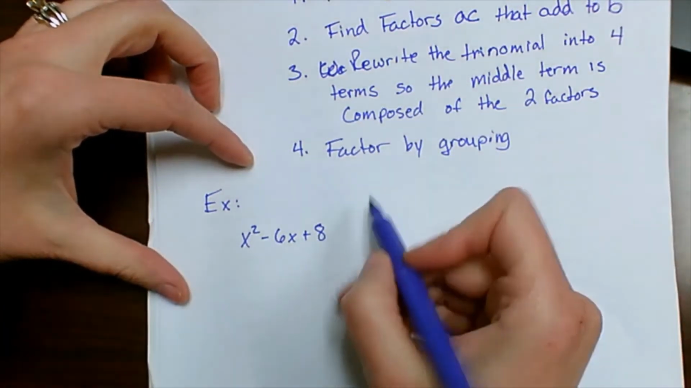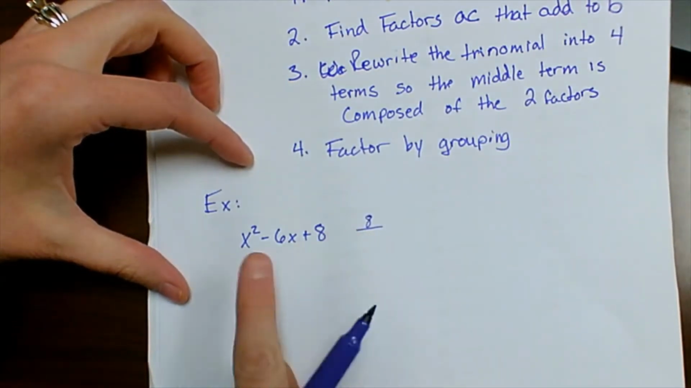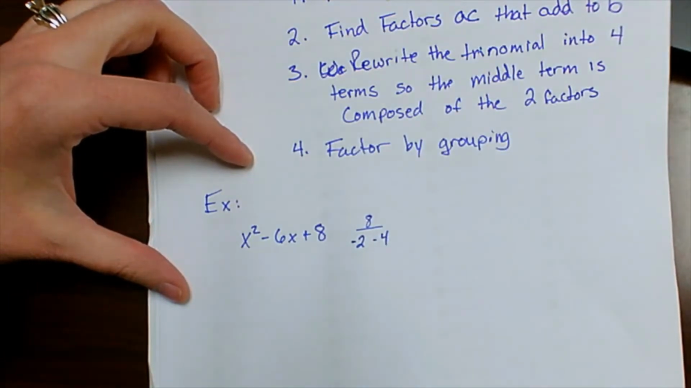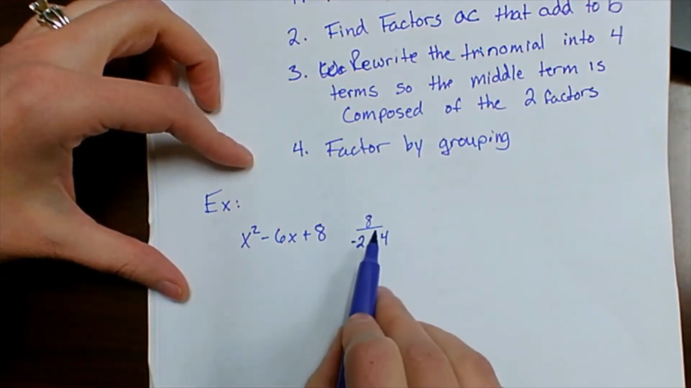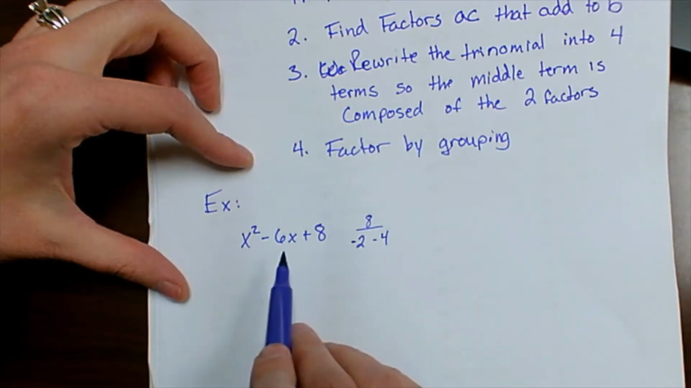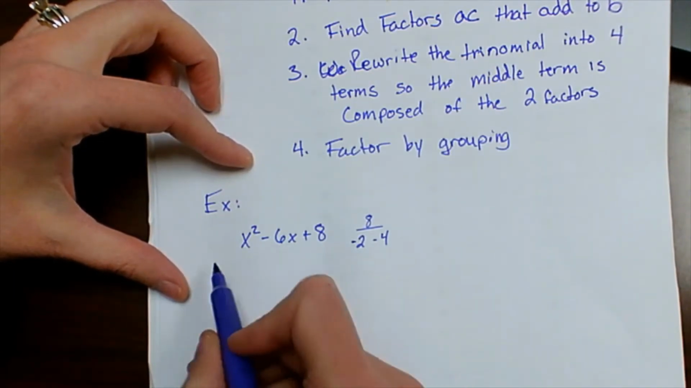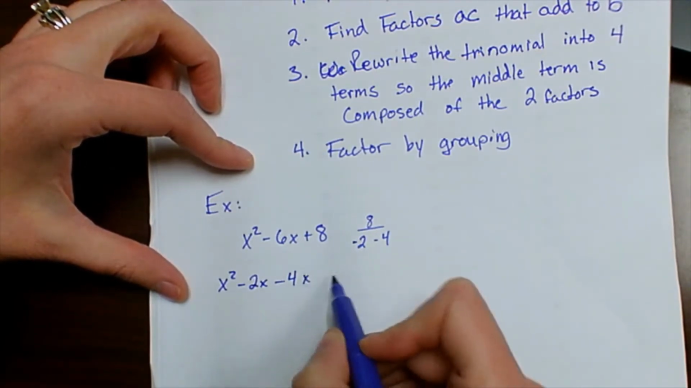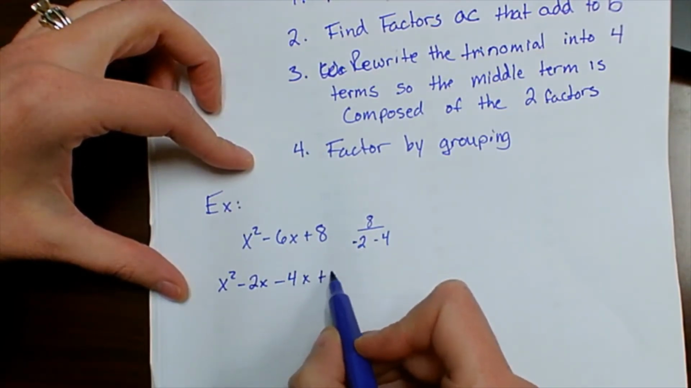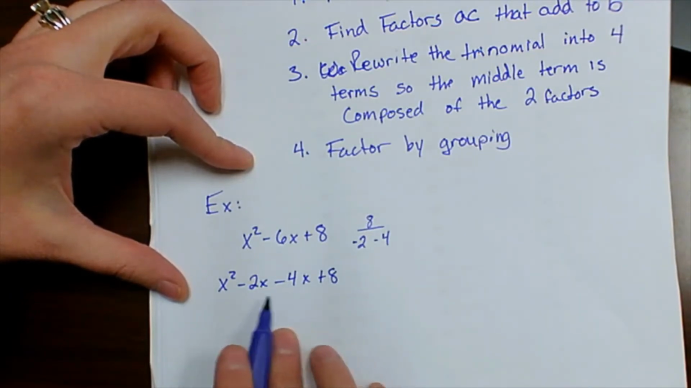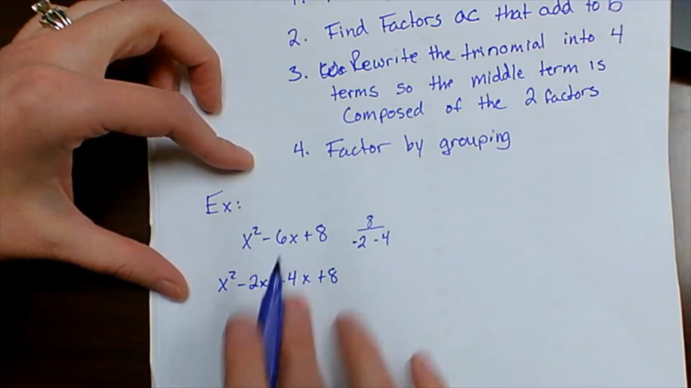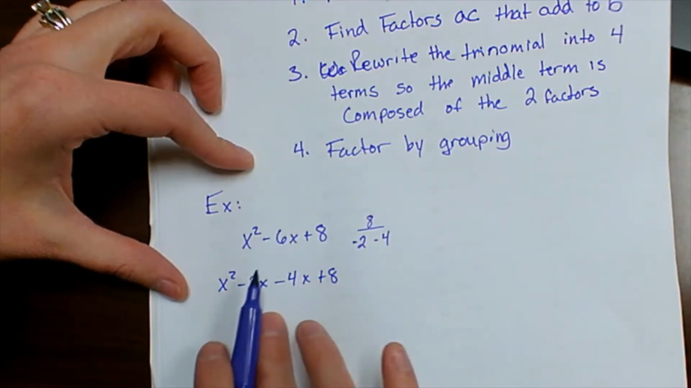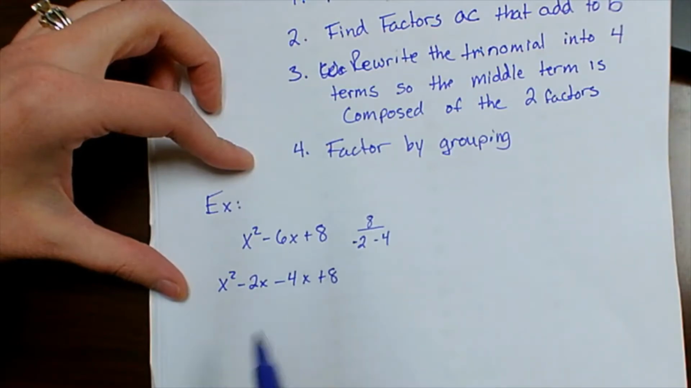So 1 times 8 is 8. We need factors of positive 8 that add to negative 6. Well, if we go negative 2 and negative 4, when we multiply those two, we get 8, and when we add them together, we get negative 6. So instead of writing negative 6 down, we are going to write it in terms of negative 2x minus 4x. So when we add these together, we should get our middle term. So we're pretty much breaking this middle term up into 2 terms that should work.